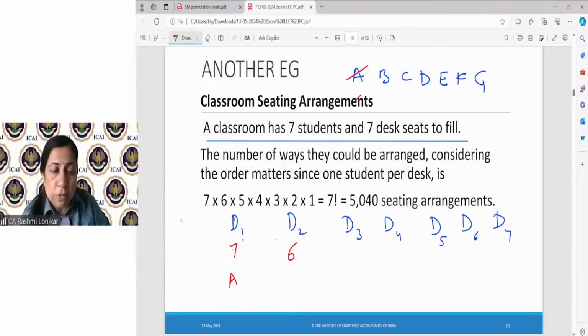Okay. So suppose D is occupying. So I cancel D. 1, 2, 3, 4, 5. 5 students are available for D3. Suppose F has occupied. So I will write F over here. How many people are remaining? 1, 2, 3, 4. So for the 4th desk, 4 people are available. Suppose G is occupying. So I'll cut G and then G. Then for desk 5, 1, 2, 3. 3 people can occupy desk 5.